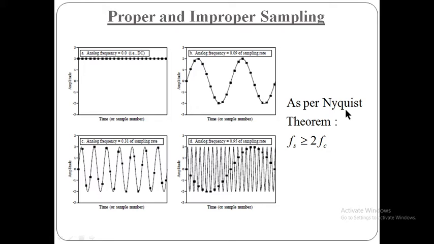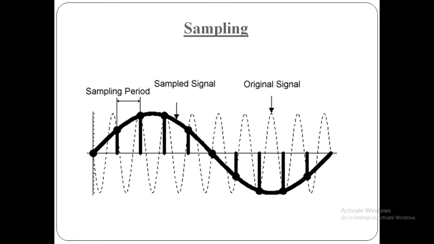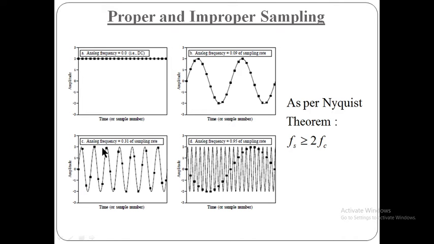Here you can see as per the Nyquist theorem, the sampling frequency should be twice or greater than twice the input frequency or original frequency, or the frequency of the signal which is to be reconstructed. So you can see when this analog frequency is 0.09 of the sampling rate, at that time we get the reconstructed sample like this. And when this analog frequency is 0.31 of the sampling rate, at that time we get this sample like this here.